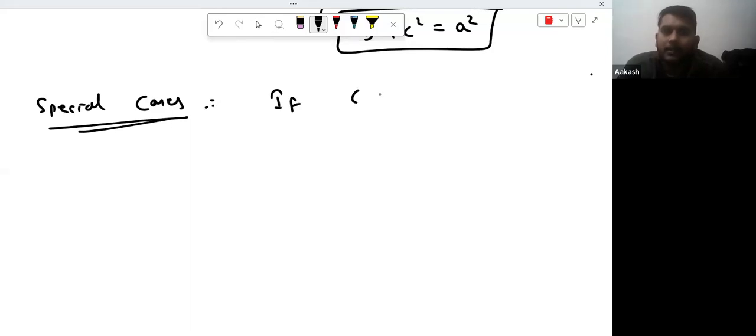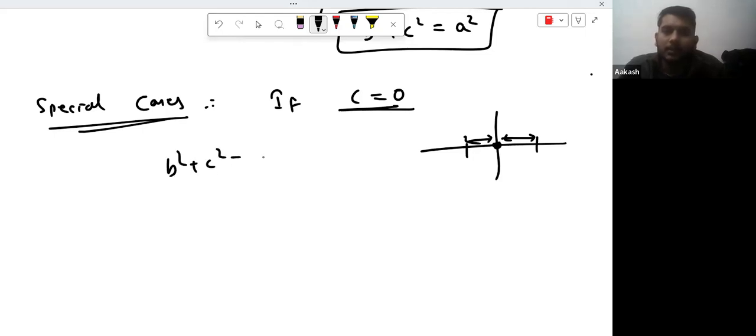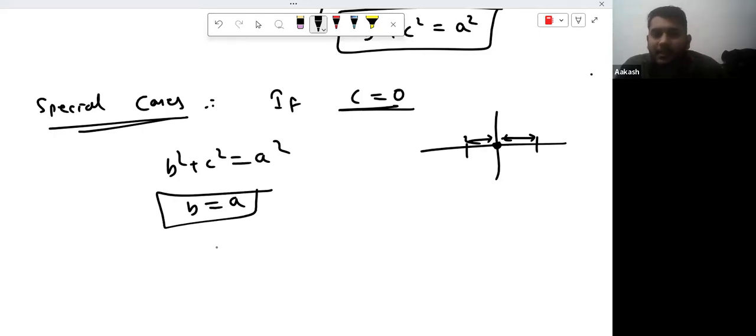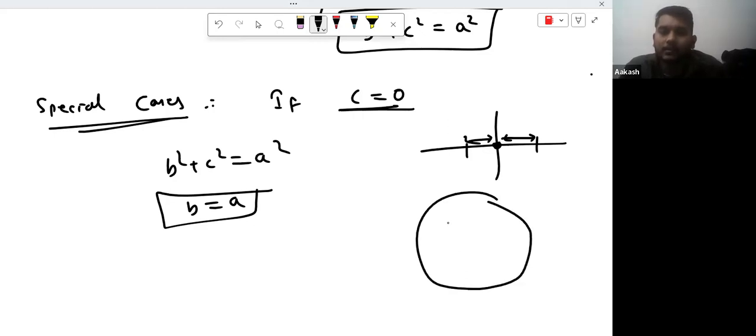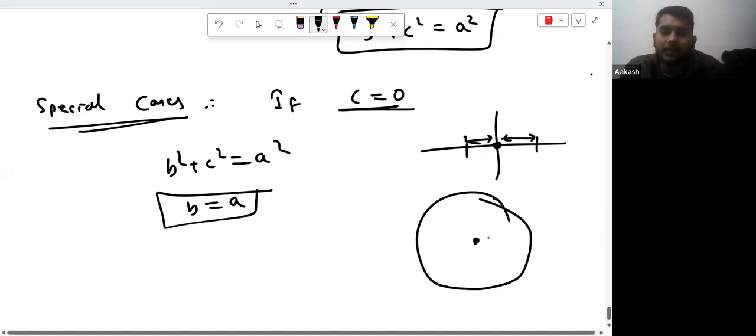If C becomes 0, that means the distance of the focus from the origin is 0, so both the foci will collide into one. If this distance and this distance become 0, then both foci will be at the origin. And this equation, b square plus c square equals a square, becomes b equals a. So the semi-minor axis and semi-major axis become equal, and the diagram will look like this. And this is a circle.